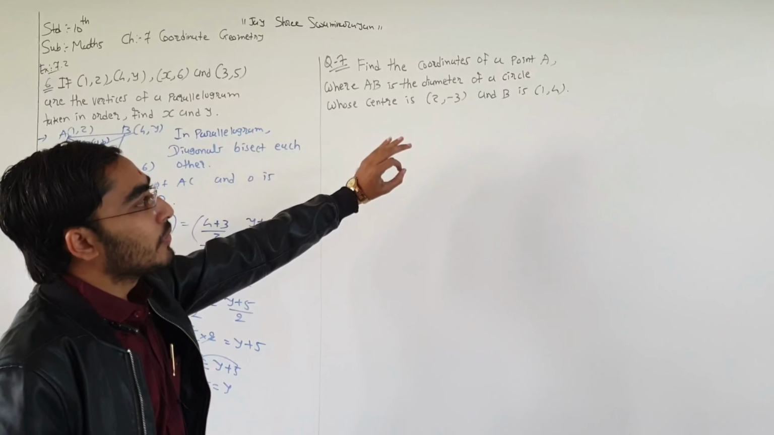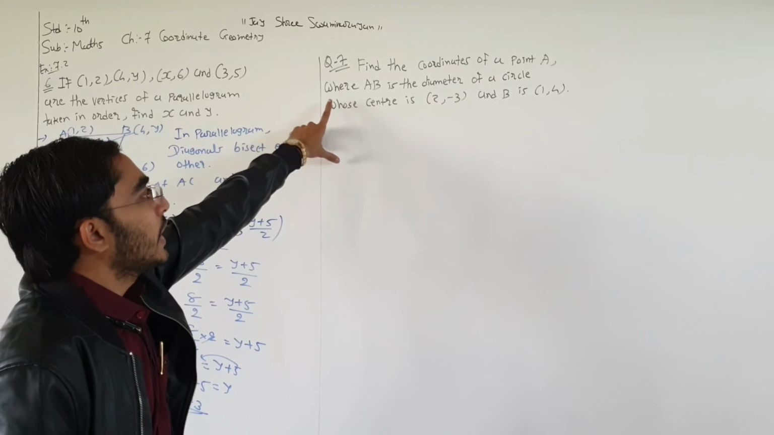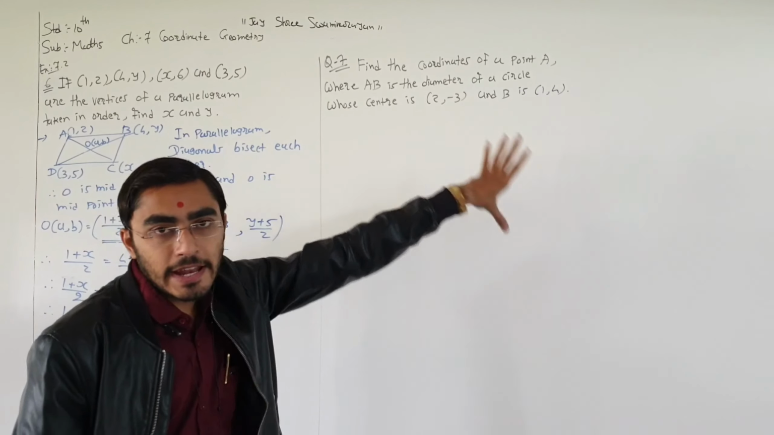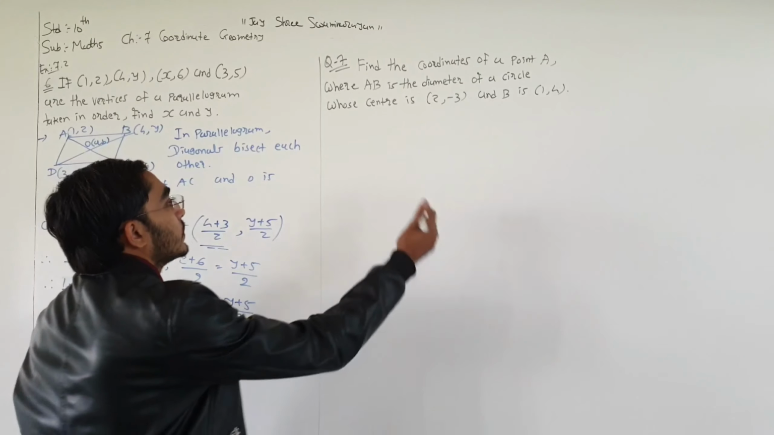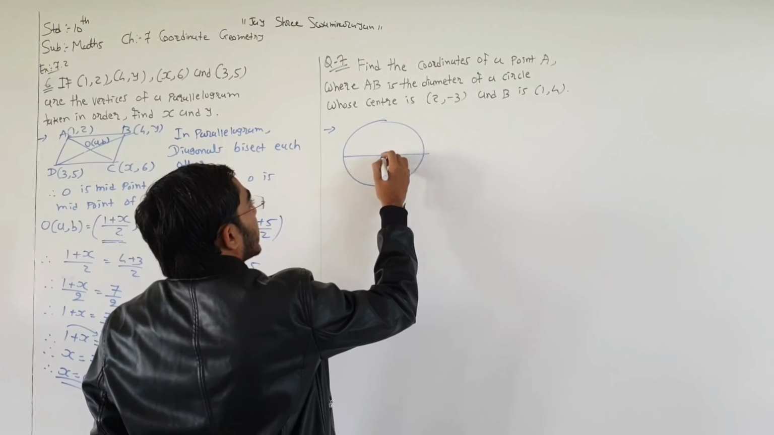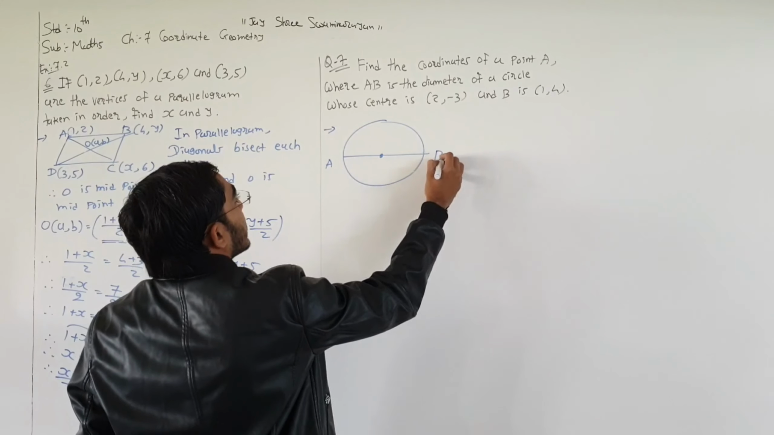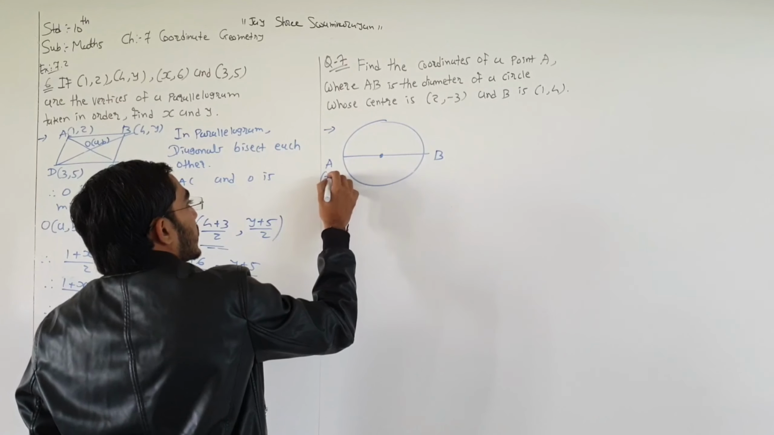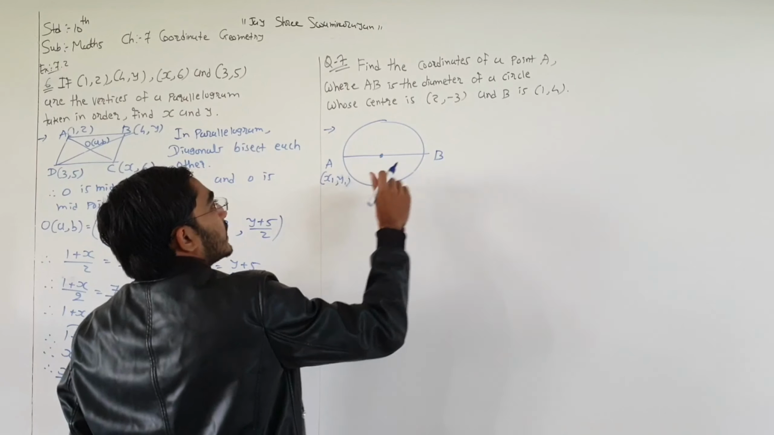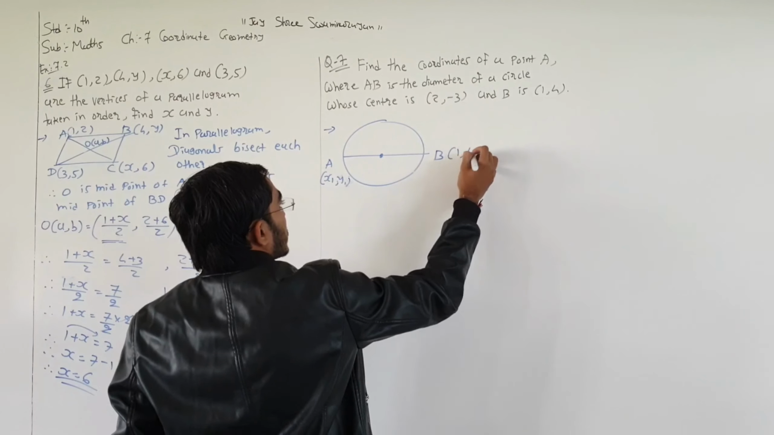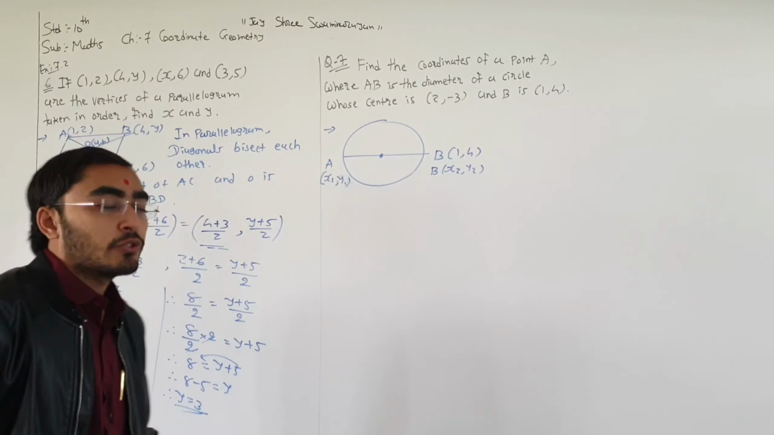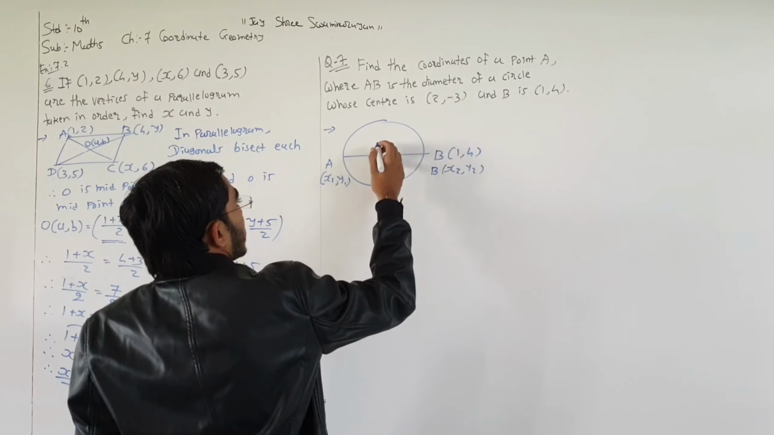After that, question number 7. Find the coordinate of a point A where AB is the diameter of a circle whose center is (2, minus 3) and B is (1, 4). Now here we have one circle, one diameter AB. We need to find A. So let A be x1, y1. Now B we know that is (1, 4), x2, y2. And the center is also given to us, (2, minus 3).